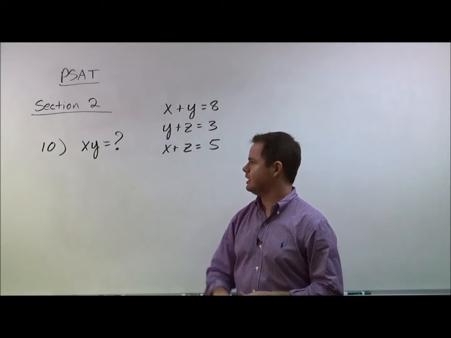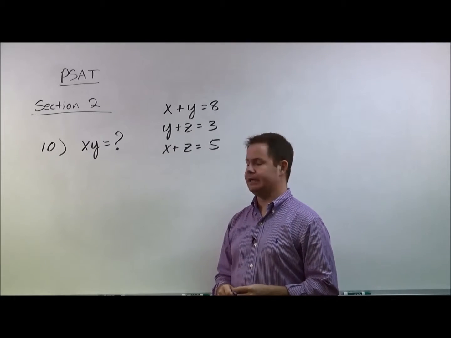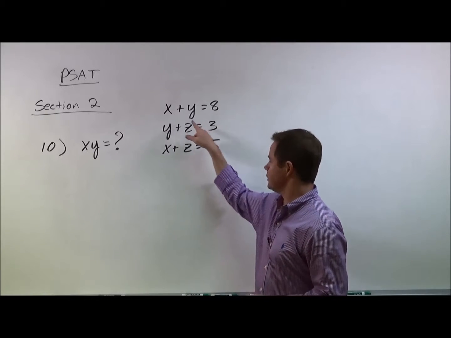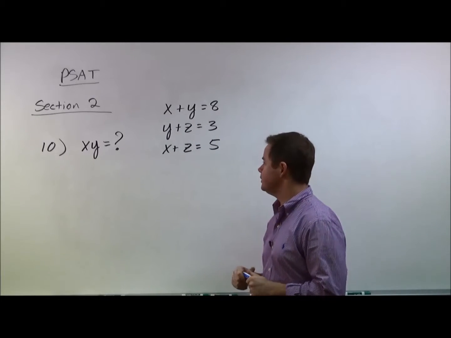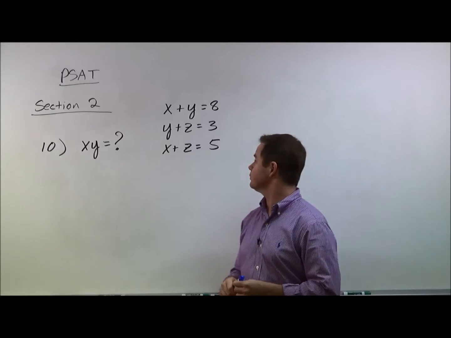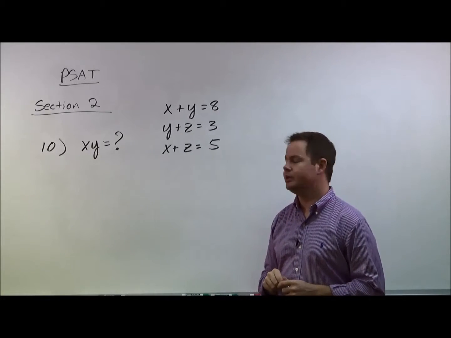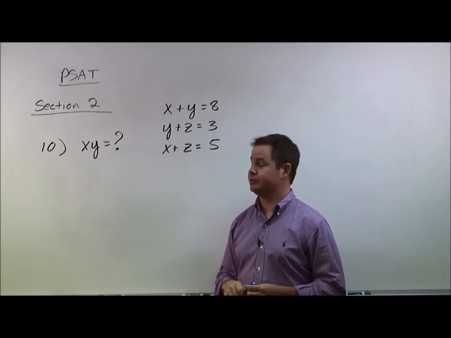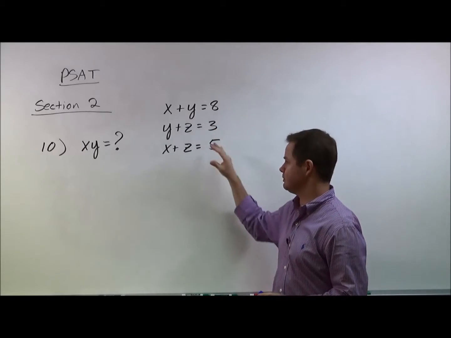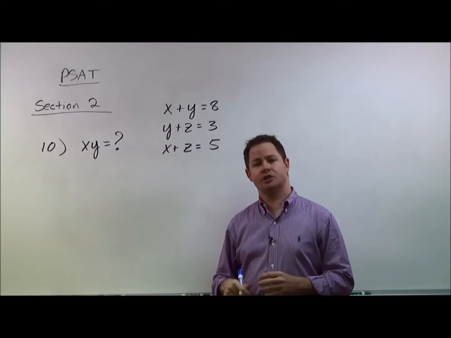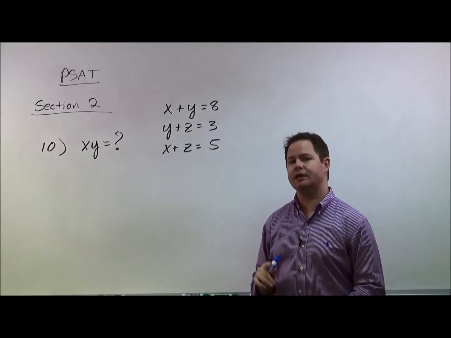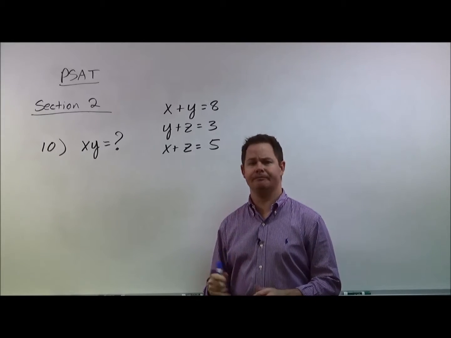This is question 10 from section 2, and the question gives us three equations: x plus y equals 8, y plus z equals 3, and x plus z equals 5, and it's asking us for the value of x times y. So in order to answer a question like this, whenever we have multiple equations with multiple variables, we want to just take it step by step and try to cancel out one variable at a time.